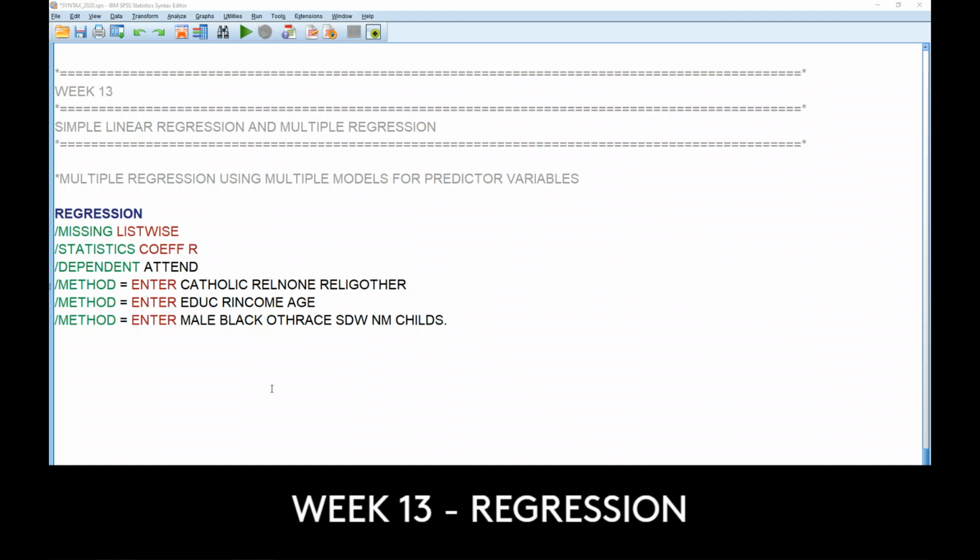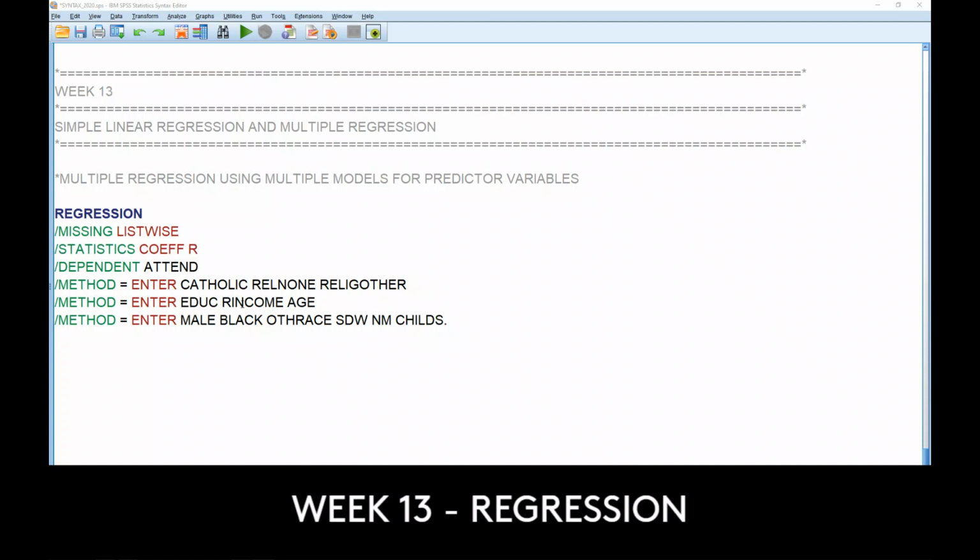Okay, everyone, let's go ahead and continue learning SPSS syntax to run linear regression. We are going to pick up where we left off and begin multiple regression, okay?